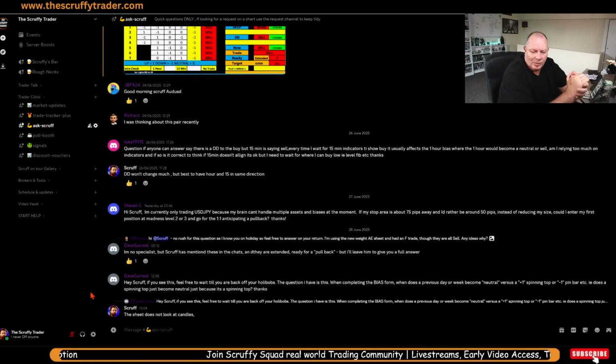The question is, when completing the bias form, when does the previous day or week become neutral versus +1 for a spinning top, or a -1 for a pin bar, etc.? Does the spinning top become neutral just because it's a spinning top? I'm not right. I don't look at the candles in that way.